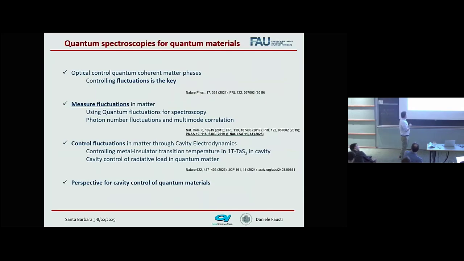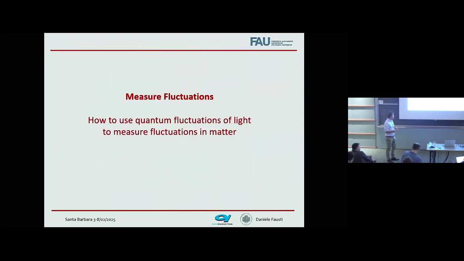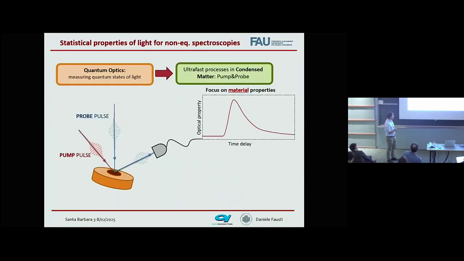So what did we do with fluctuations? There's a lot I could show, and I tried to find a summary of what we did in the past, just to show a little bit of the main ideas, and also some new results that we have. So how do we measure? How do we use quantum optics to measure fluctuations in matter? And the idea is fairly simple.